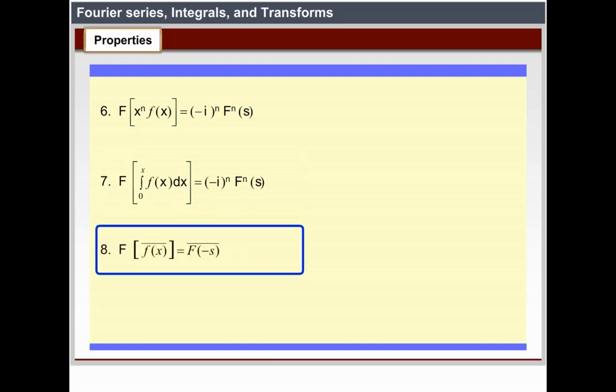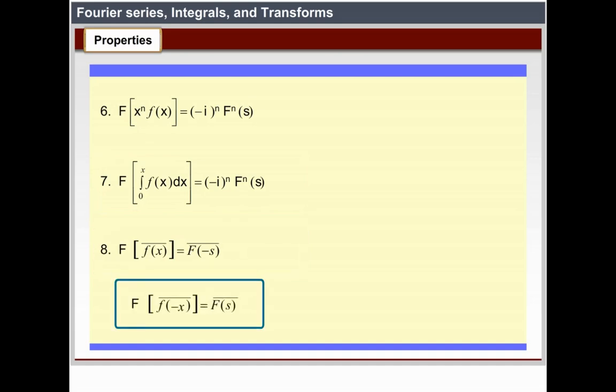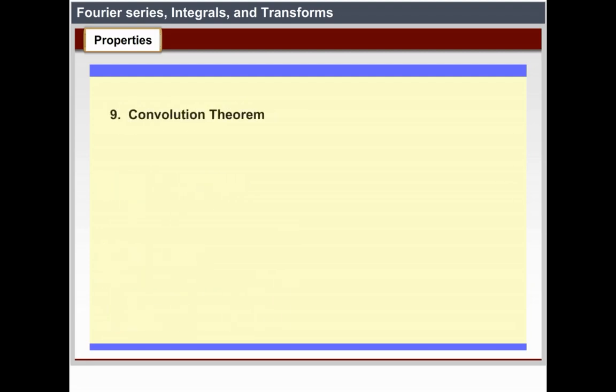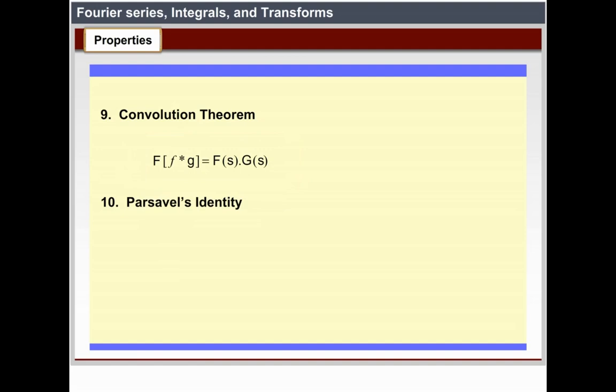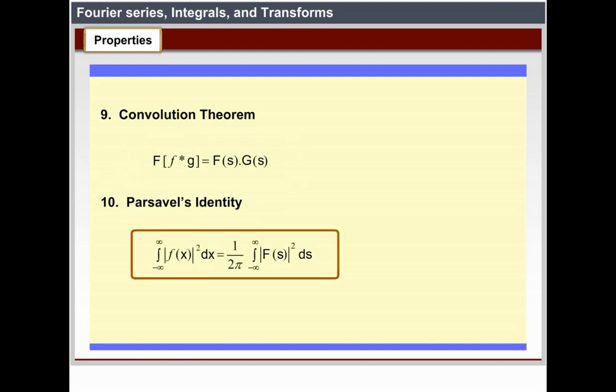Number 8. Capital F of x bar equal to capital F of minus s bar. Capital F of minus x bar equal to capital F of s bar. Number 9. Convolution Theorem. Capital F of f into g equal to capital F of s into capital G of s. Number 10. Parseval's identity. Integral minus infinity to plus infinity modulus of f of x square into dx equal to 1 by 2 pi integral minus infinity to plus infinity modulus of capital F of s square into ds.